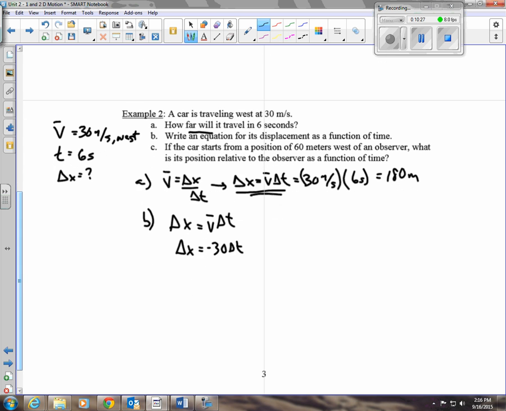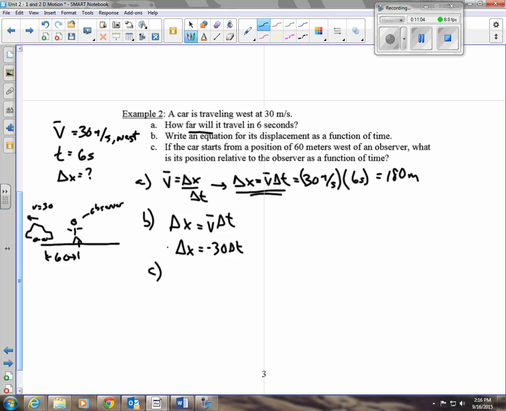Now, for part C, it starts 60 meters west of the observer, and I want to know its position relative to the observer as a function of time. So if I take a look at this, I might do something like this. I have the observer here, and then I have the car starting out here, going this way with a velocity of 30, but he's already starting 60 away to the west. So I have to take that into account.